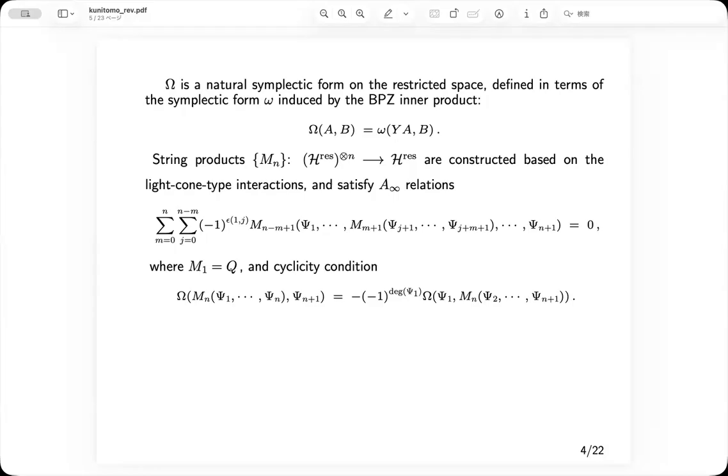And the string product M is a linear map from the n-fold tensor product of the Hilbert space to the one Hilbert space, from n strings to one string, constructed based on the light cone type interaction, and it satisfies the following relations. The first is called the A infinity relations, with M1 set equal to the BRST charge, and also the cyclicity condition with respect to this symplectic form omega.